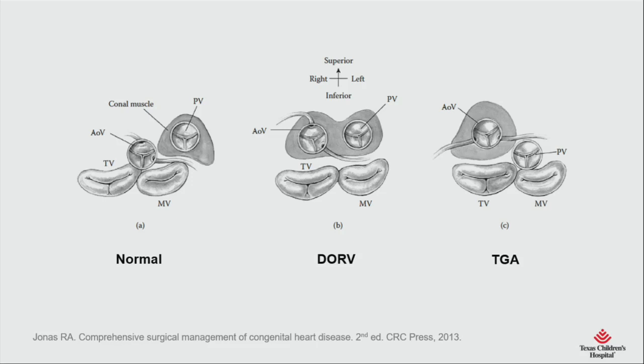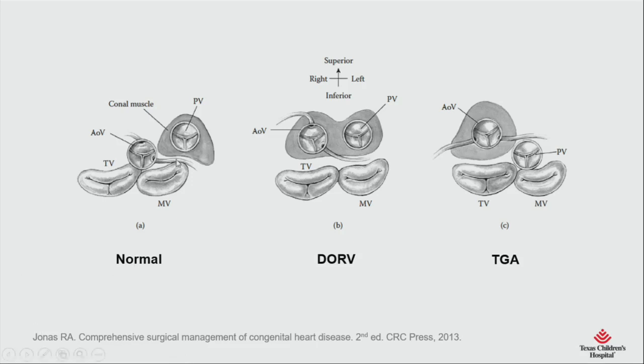and the whole spectrum of conotruncal abnormalities. So when you have a normal anatomy, the aortic valve is attached to the mitral valve and the cytoskeleton of the heart. And then, as we talked about, the pulmonary valve is going to be sitting on that infundibular muscle, separate from all the other valves.